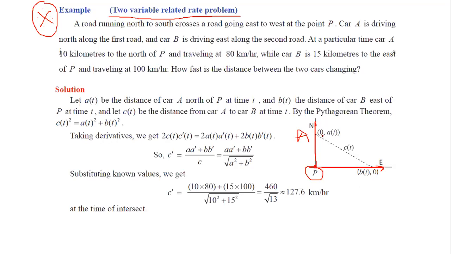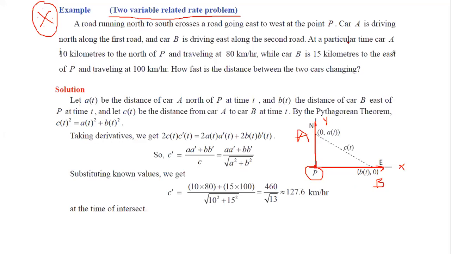So here, what is the point? If you take this as the x-axis and this as the y-axis, then the x value is 0 and this point is (0, a(t)). Here the y value is 0 and b(t) is the point here. This is car A, running here, and car B is driving here.